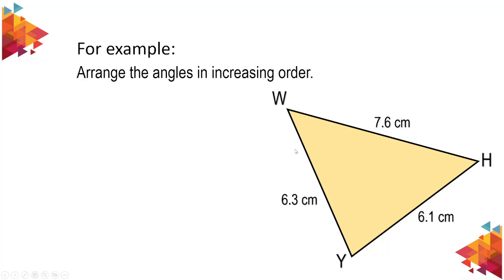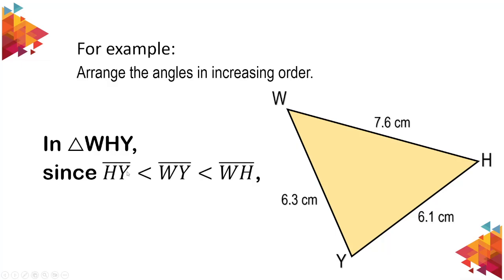Oh no, so how do we do this? We don't have angles. Use a protractor, right? Again, you don't need that. So let's just use the sides. Let's do the other way around, increasing order, from the smallest angle to the largest angle. So we have the shortest side HY, followed by WY, and WH, the longest side.